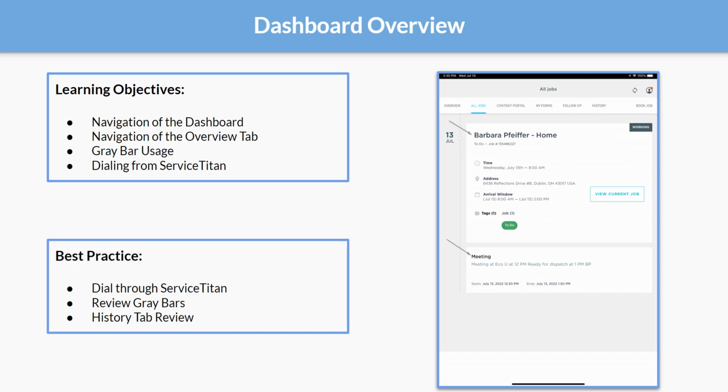Next, we have gray bars. These are non-job events that will have information listed under the All Jobs tab. It is best practice to review these daily and know your training and meeting schedule. Finally, we have the History tab and the importance of reviewing the customer's history before arriving to the job. This will allow for a more streamlined customer experience.